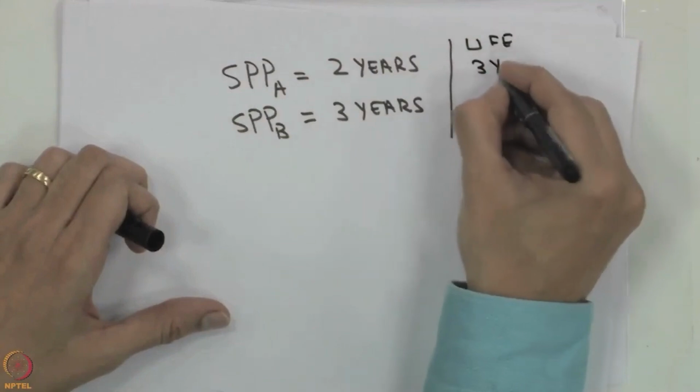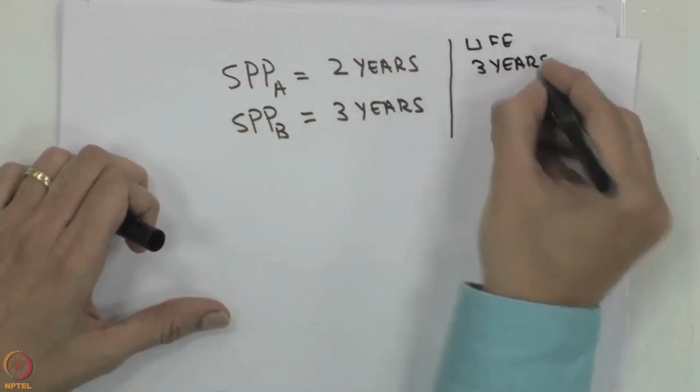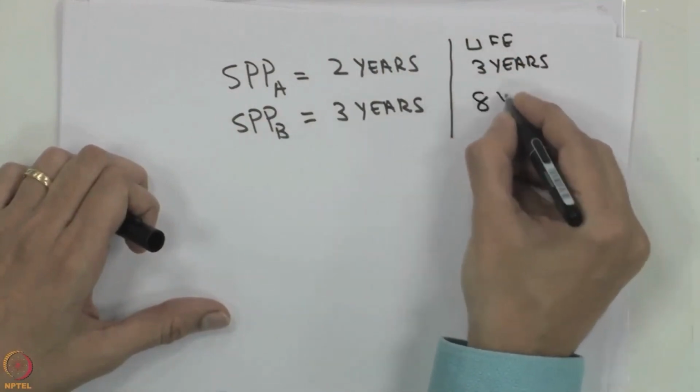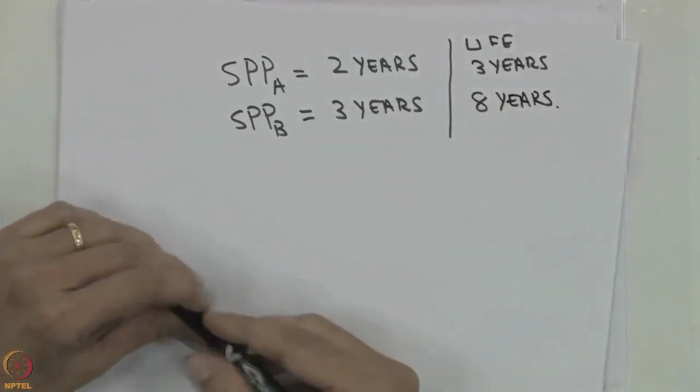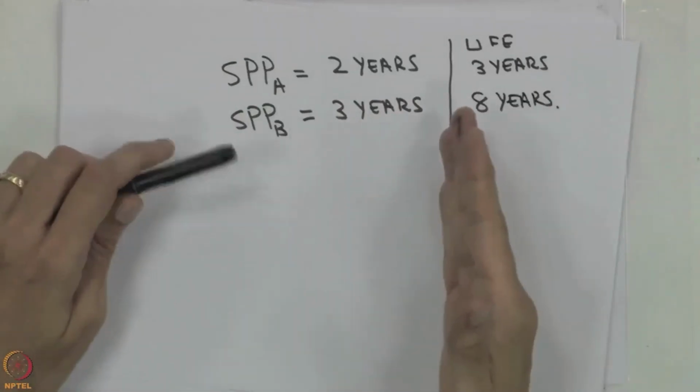But if we are told that, for instance, the life of A is 3 years and the life of B is 8 years, then immediately you will see that the decision changes, and it is more rational to go for B, because we are getting the savings for a longer period of time. So, one of the limitations of the simple payback period is that it does not consider the cash flows after the payback is achieved.